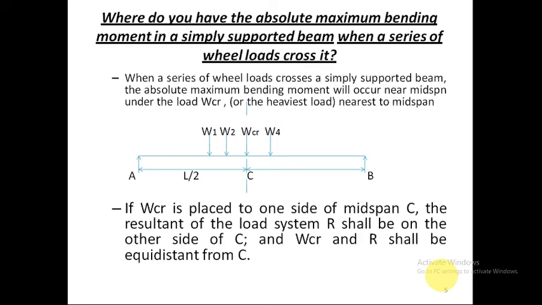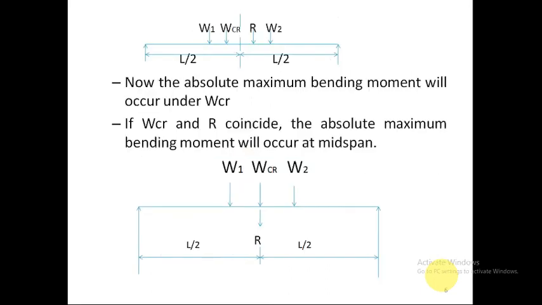Supposing there is one more case here. If WCR is placed at one side of the midspan C, either to the left or to the right, then the resultant of the load system R shall be on the other side of C, and WCR and R shall be equidistant from C. You can see that in this figure here. The distance between WCR and R is equidistant from the center. So this should be the position of the load. Then we will get maximum bending moment under WCR.